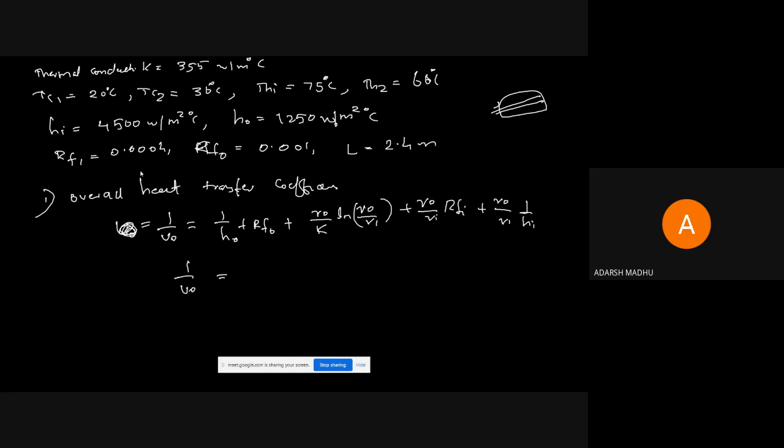That is the overall heat transfer coefficient for the outer surface, the equation with RF. Right? That is 1 by Uo equals 1 by Ho plus RFo plus Ro by K times the natural logarithm of Ro by Ri, outside by inside, plus Ro by Ri times RFi, plus Ro by Ri times 1 by Hi.